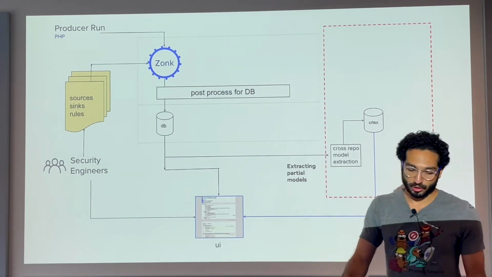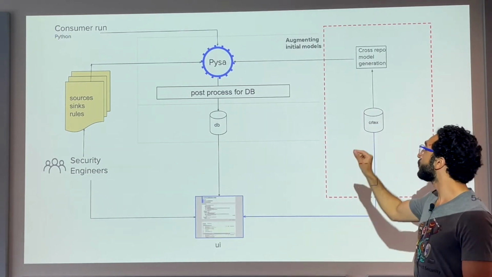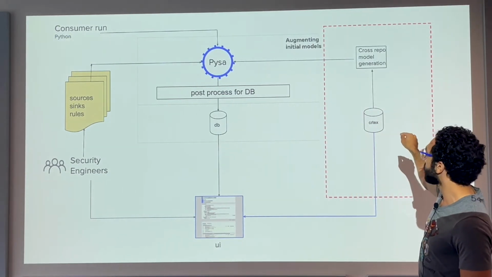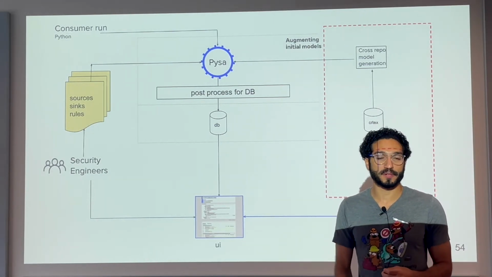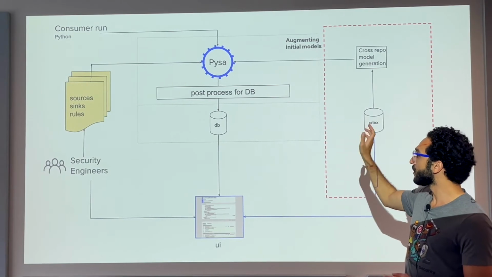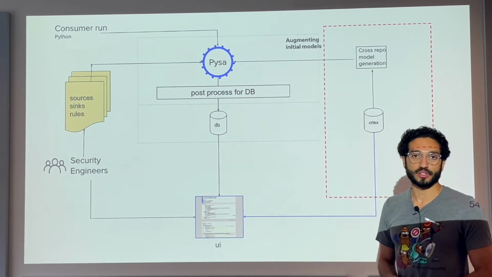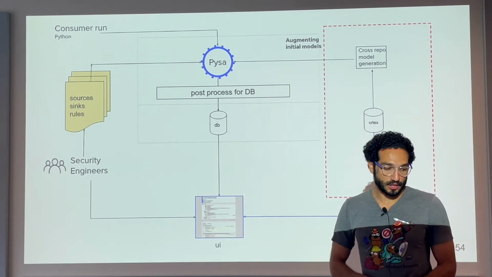And then on the consumer run, PISA, before the analysis, it will look up the crtech to augment any initial model for the thrift implementation. We'll do the analysis normally, store everything in the database, and security engineers can see the entire flow there.